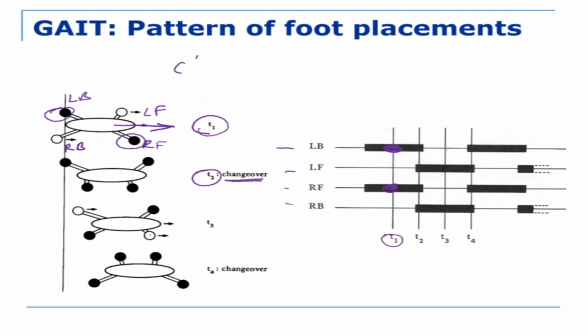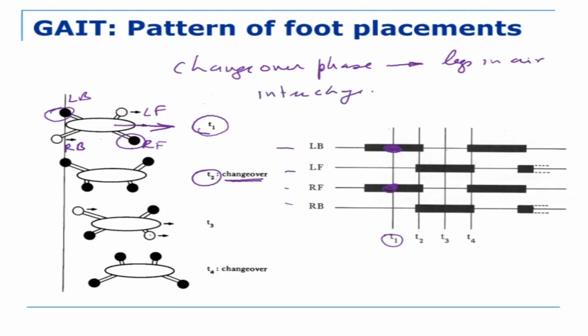What is changeover? The changeover phase is the phase where legs in the air interchange. In the case of the biped robot, if the right leg was in the air, then it will become two legs on the ground and then the left leg will go in the air. Then again the right leg will go in the air. So this phase is called the changeover phase. Now in T2, all four legs are on the ground. They are marked with black dots. So you can see that all four are on the ground.